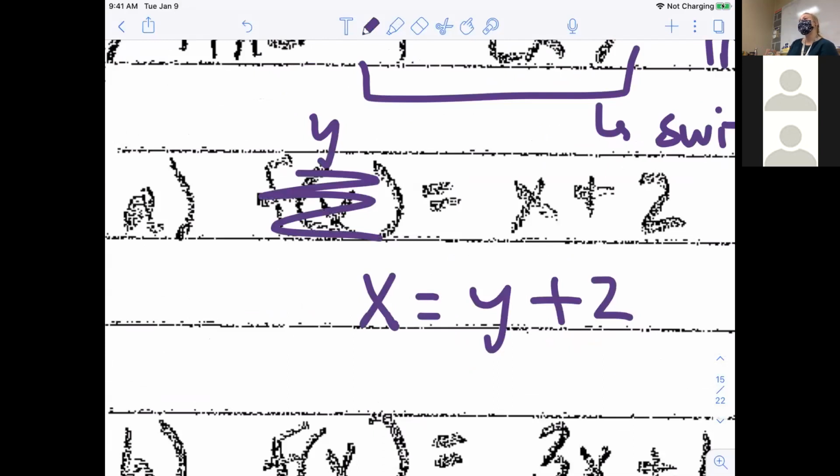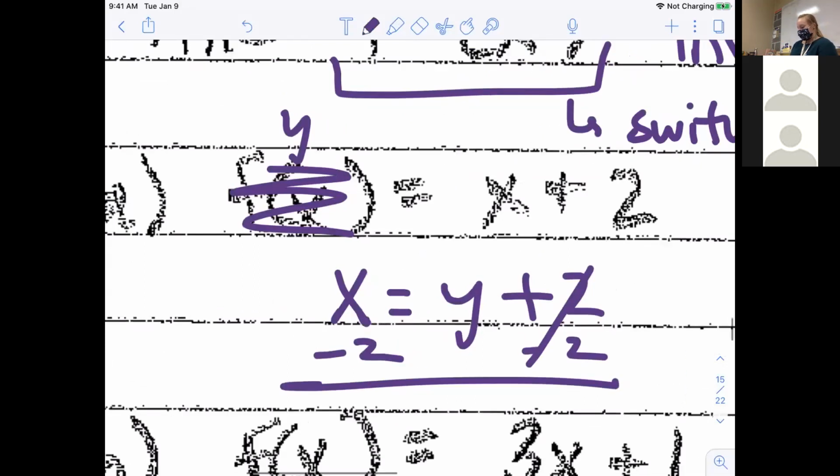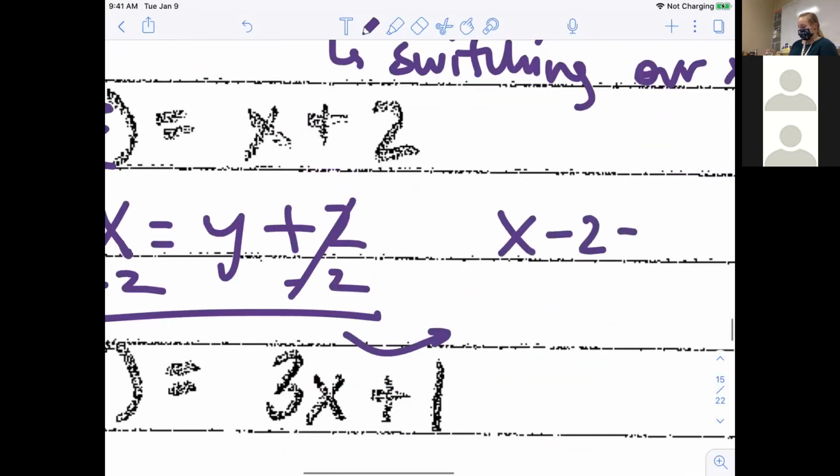Once we switch, now we need to solve for y. And once we find y, then I will have found my inverse function. So x equals y plus 2, minus 2 from both sides. And I get x minus 2 equals y.